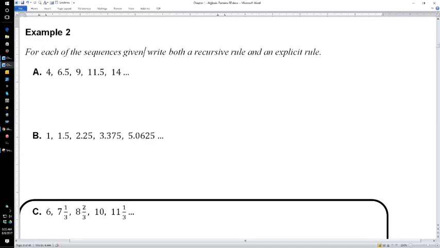Okay, this is algebraic reasoning 1.1, example 2. The instructions state for each of the sequences given, write both a recursive rule and an explicit rule. Okay, so we've talked about recursive rules already. That's the one where you kind of have two equations to deal with. We haven't talked about explicit rules, but this is the one you're a little more used to.